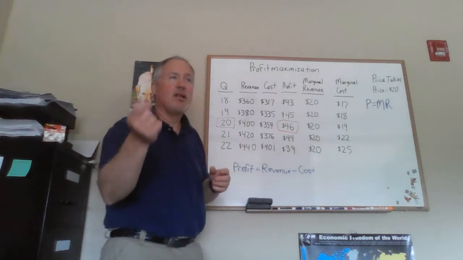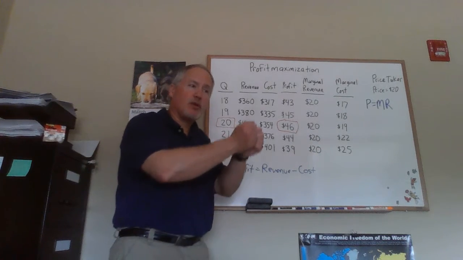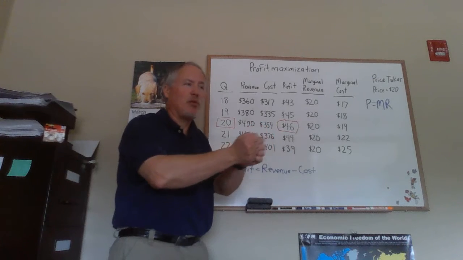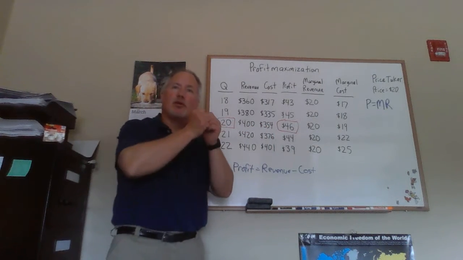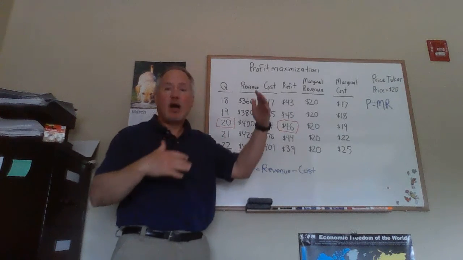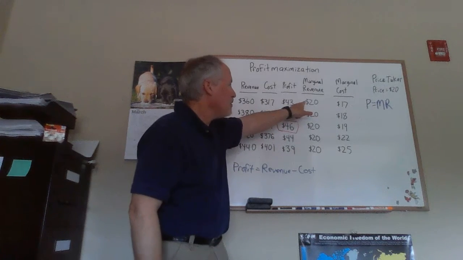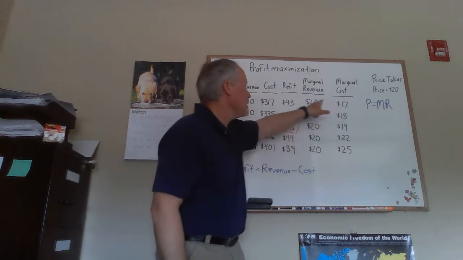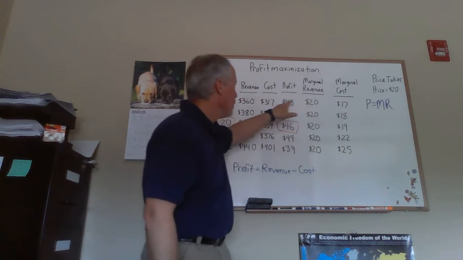That meant that profit has to be going up, because marginal revenue is how much your revenue goes up when you sell one more unit. Marginal cost is how much your cost goes up. If your cost goes up less than revenue goes up, then profit has to be going up. So you can figure out your profit from producing one more unit is simply the marginal revenue minus the marginal cost. So profit should be going up $3 here.